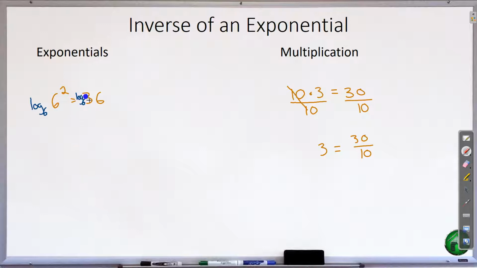I'm defining this to get rid of the base 6. That brings the 2 down, equals log base 6 on this side of 36. So there is our first log statement that is the opposite of an exponential. All right, I'm just now defining that log base 6 of 36 has to equal 2.